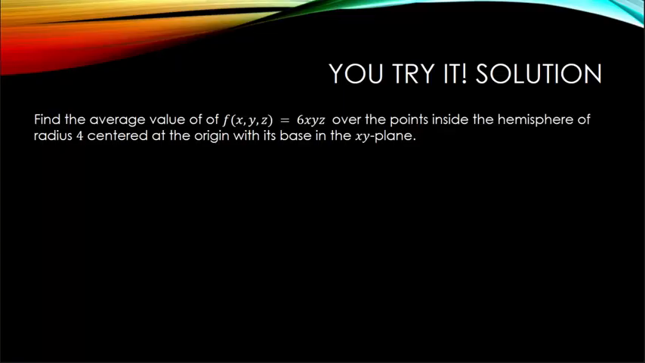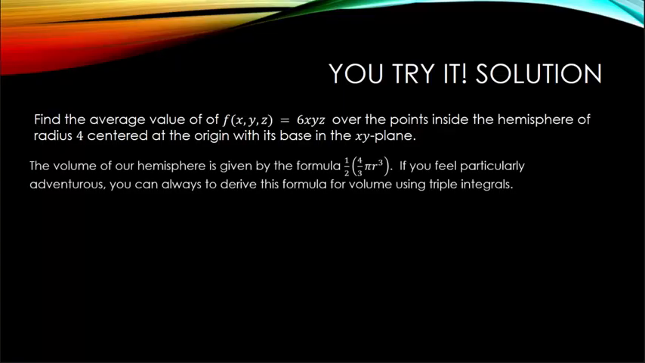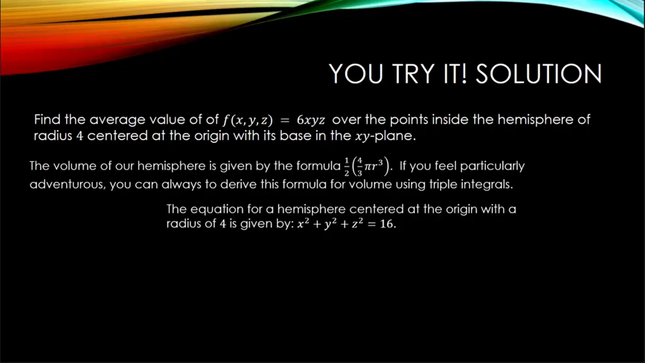The first thing I need to do is determine what my volume is going to be for my region. The volume of the hemisphere is given by the formula 1/2 times 4/3 pi r cubed. This is just 1/2 times the volume of a sphere. If you feel particularly adventurous, you can always try and derive this formula for volume using triple integrals. The equation for a hemisphere centered at the origin with a radius of 4 is given by x squared plus y squared plus z squared is equal to 16.